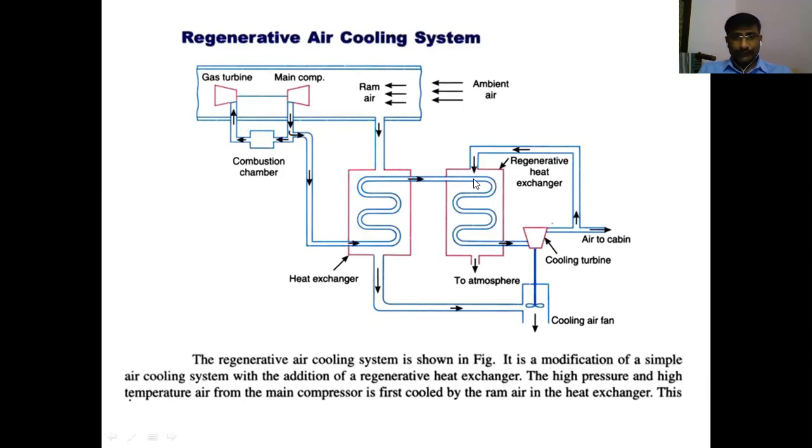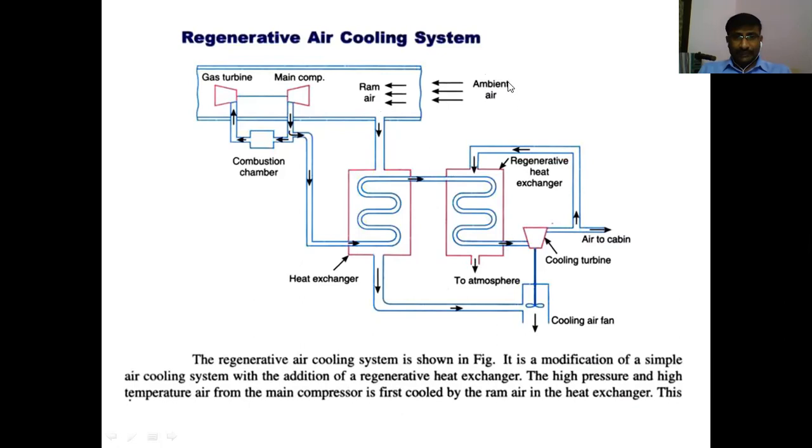Some air is diverted towards the heat exchanger and only some amount of air is sent to the cabin. So the amount of air sent to the cabin will be reduced in this case, but it is compensated by reducing the temperature. Therefore, the cooling load is similar to that of the remaining systems. Clear? I will explain one by one.